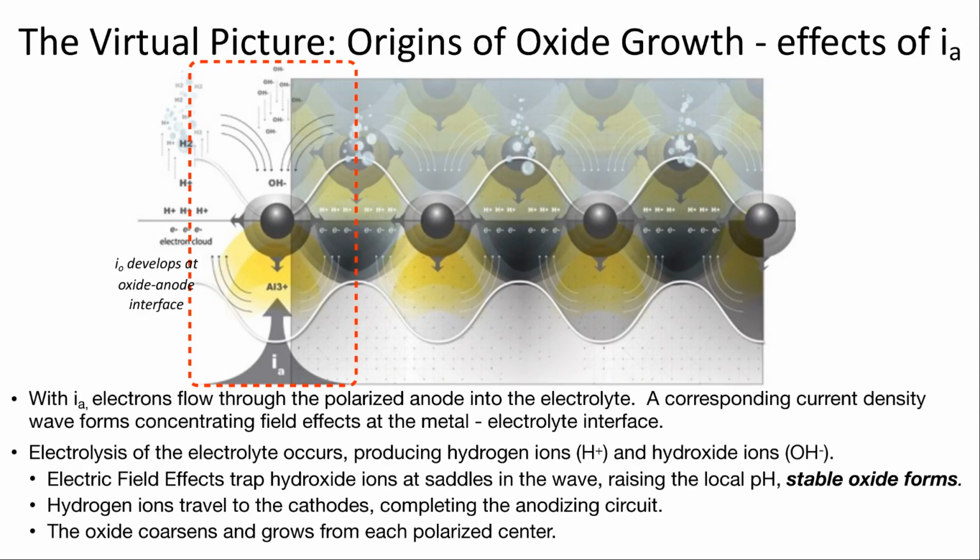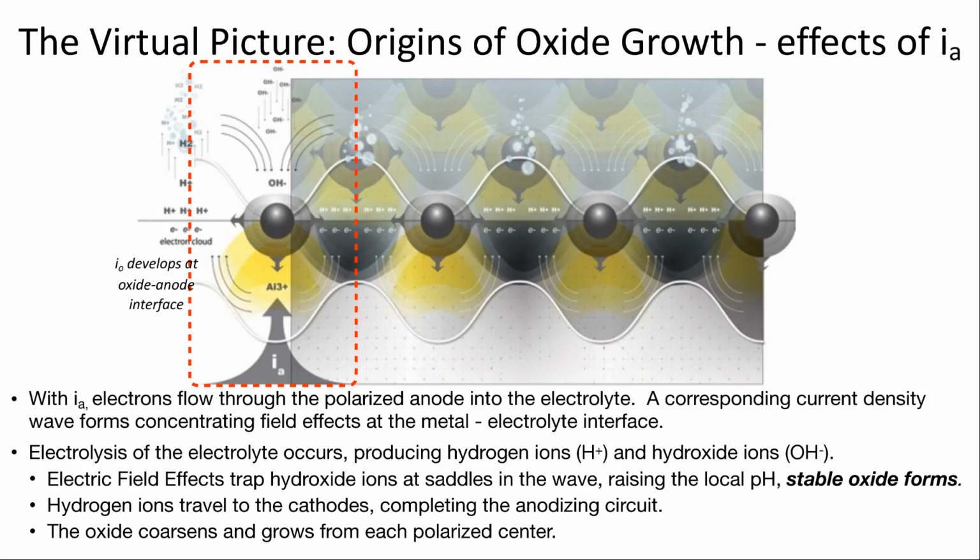This is the beautiful science of anodizing. It's not magic. It's not a miracle. It's truly science. As we pump those electrons through the anode and they hop across into the aqueous electrolyte, bam, we cleave that water and we have our hydrogen ions and we have hydroxide ions. Hydrogen ions are positively charged. They're going to flow to the cathodes, but those hydroxides, they're going to be pulled back toward the surface of the anode, and they are going to be concentrated at each polarized center.